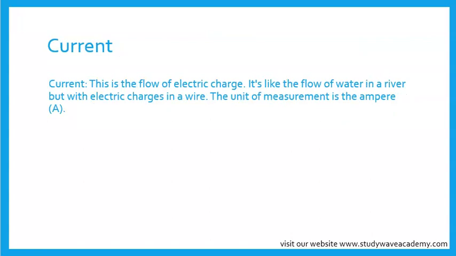Current. This is a flow of electric charge. It's like the flow of water in a river, but with electric charges in a wire. The unit of measurement is the ampere. Current, measuring the flow of electric charge, okay? Current is the flow of electric charge in a circuit. Do we understand? Okay, that is good.